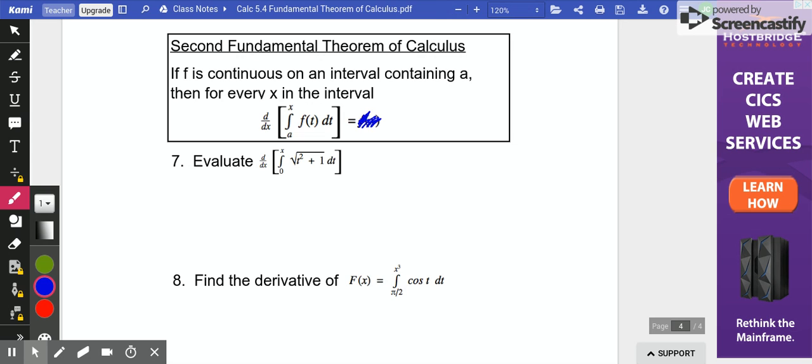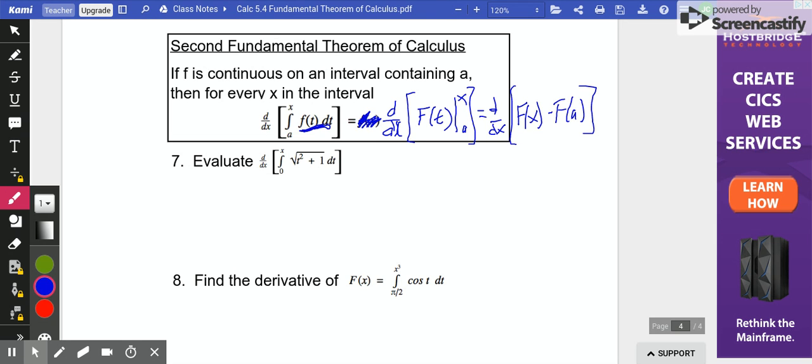So we want to take the derivative, which we'll get to in a minute, of the antiderivative of this function. Now, we don't know what the antiderivative of f of t is because we don't know what f of t is. So I'm just going to call it capital F of t. That's the antiderivative. And we're going to evaluate from x to a. Okay, so when we do that, we plug in x and we plug in a.